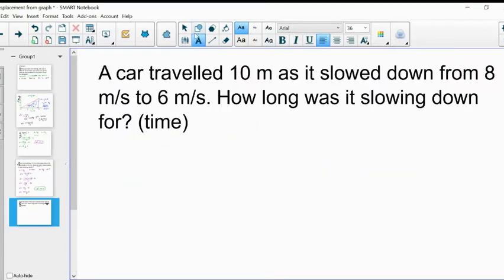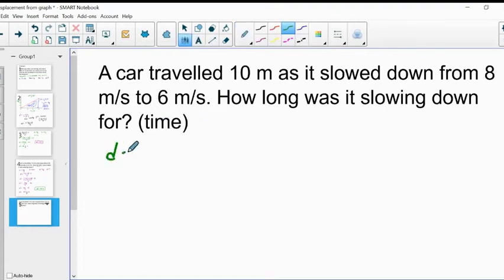Manipulate it. So here's a new problem. A car traveled 10 meters. So we get a distance this time of 10 meters. And what we see is that it went from 8 meters per second. So that's an initial speed of 8 meters per second. And we have a final speed of 6 meters per second. And this time, the question is, what is our time?